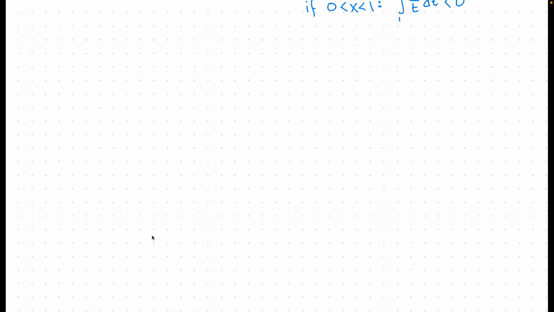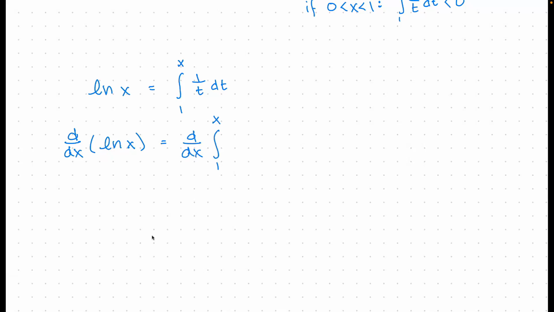All right, so going back to this thing. I'm just rewriting the definition down again. So I wonder if we could use this to perhaps find the derivative of the natural log. And the answer is, oh, you betcha. So starting with this definition, I'm going to take the derivative with respect to x of both sides. We're going to do d/dx of the natural log of x, and d/dx of the integral from 1 to x of 1 over t dt.